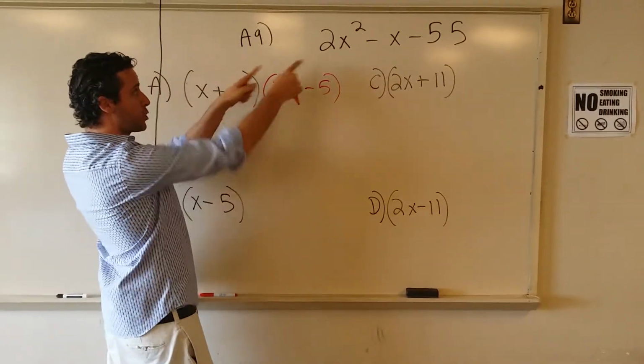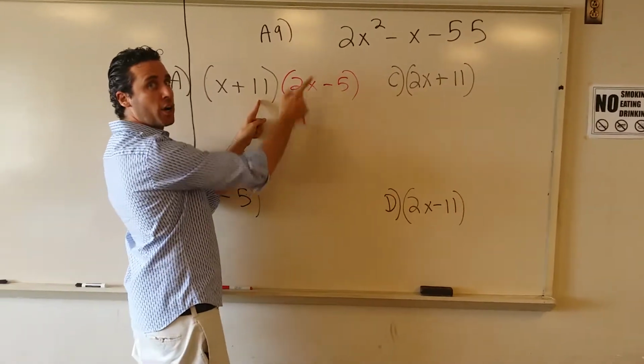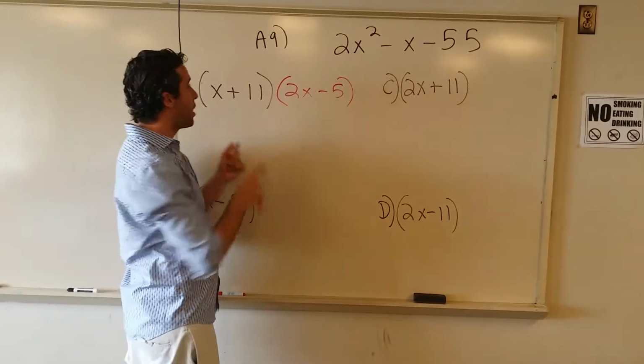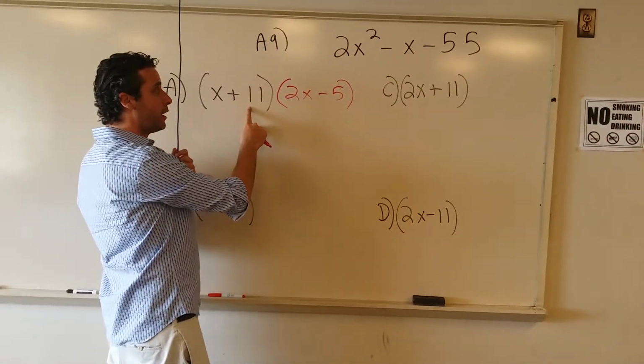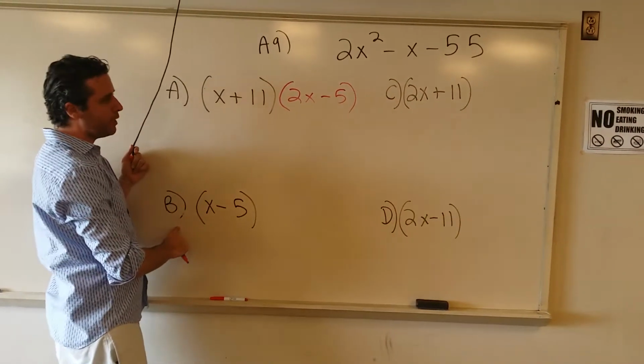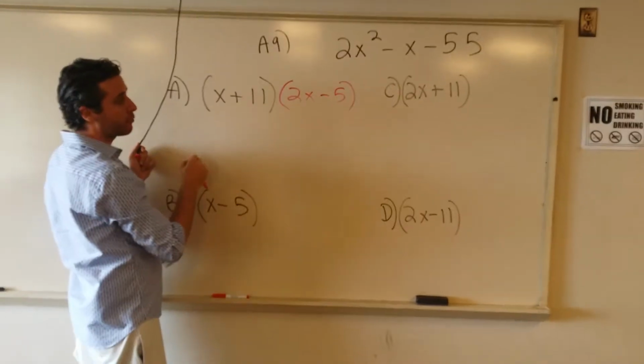We can look at the two first terms, those will match up, the two last terms will match up. You've got to make sure that the outer and the inner are going to match up with that middle term of negative x. Truth be told, we don't even need to do this. Why? Because we have an x plus 11 here, and the other half of that answer is going to be 2x minus 5. But if you look at choice B, wait a minute, no, we don't even have another 2x minus 5 here, so we're going to have to look at the outer and the inner for both of these.